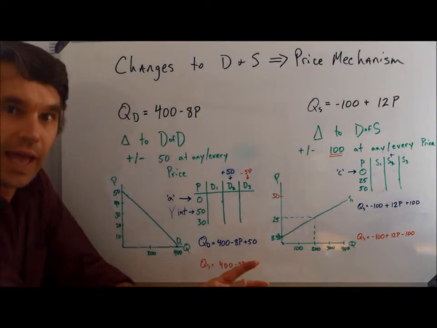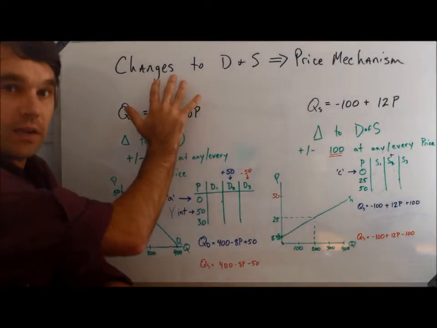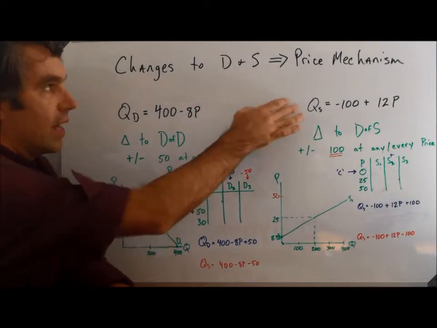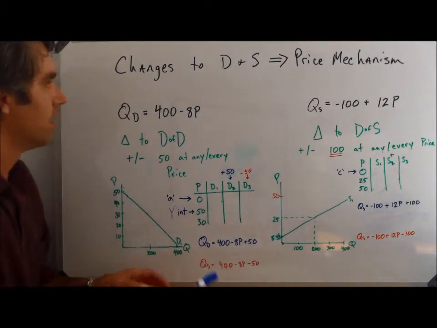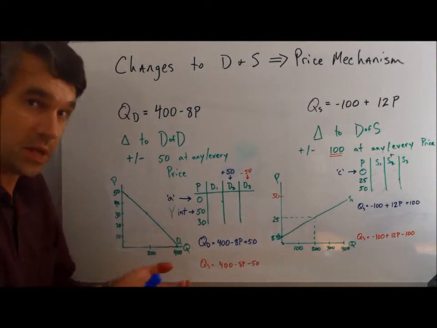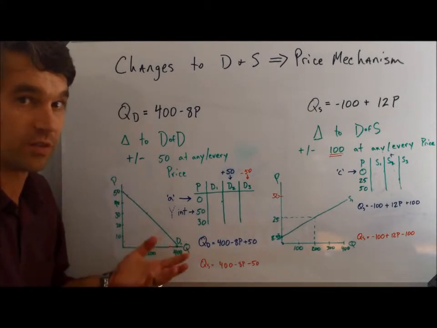The last thing we need to look at in quantitative microeconomics is how you can figure equilibrium after a change to demand and supply. That is, looking at the price mechanism mathematically. I'm assuming you already know how to do this. If not, you need to stop this video and go back a couple videos so you can see how to establish equilibrium in the first place.